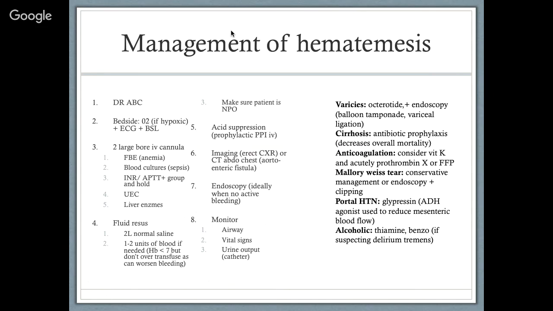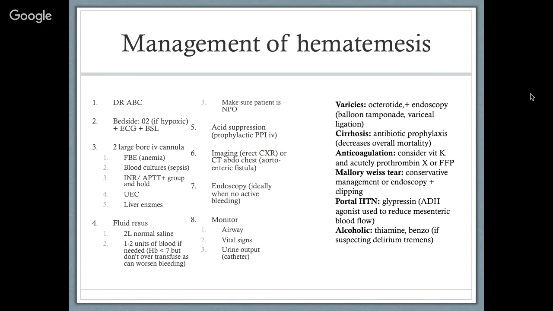And make sure the patient's NPO, acid suppression, imaging, endoscopy, and always monitor their output and their vital signs, stuff like that. Depending on what the cause of the bleeding is, that's how you'll manage it. So octreotide is the medication that you use in varices, cirrhosis, and you'd want to give antibiotic prophylaxis, anticoagulation, and so on.